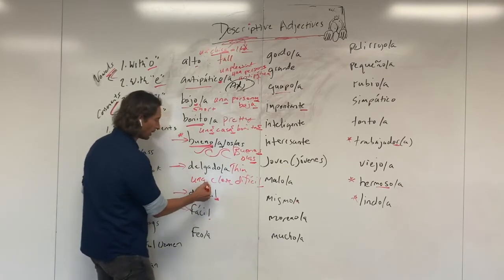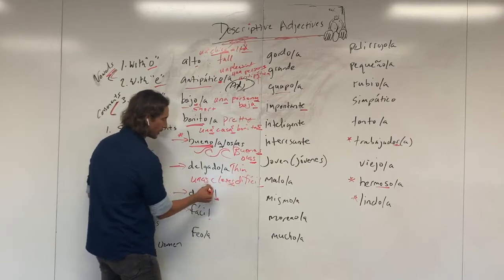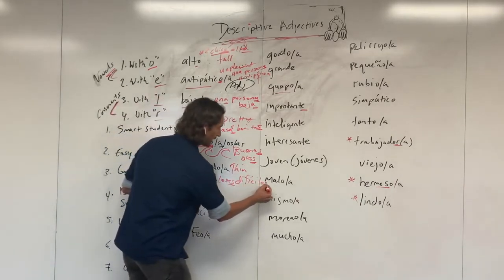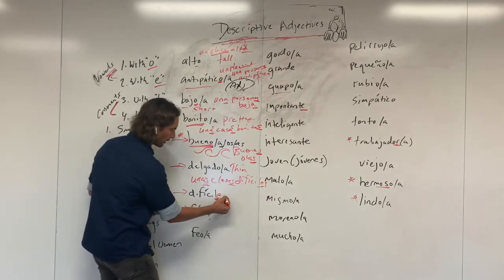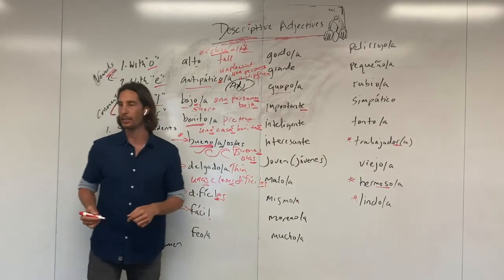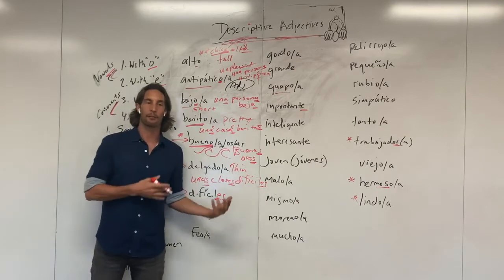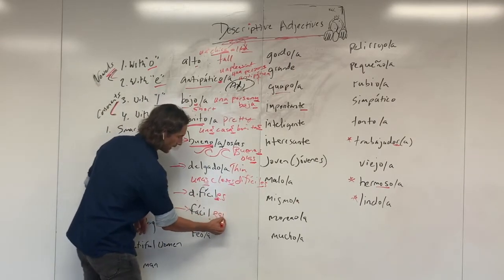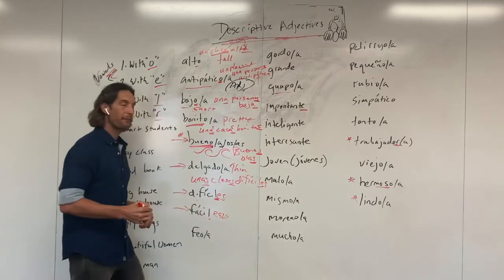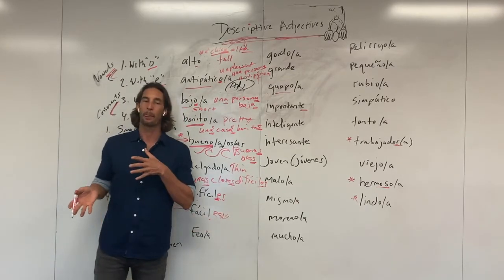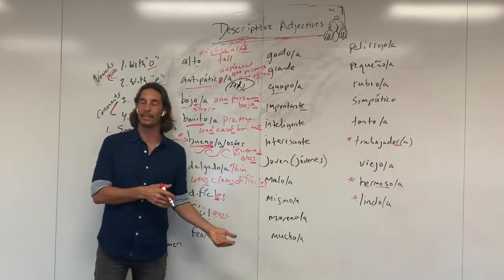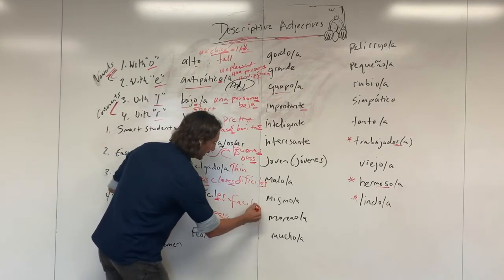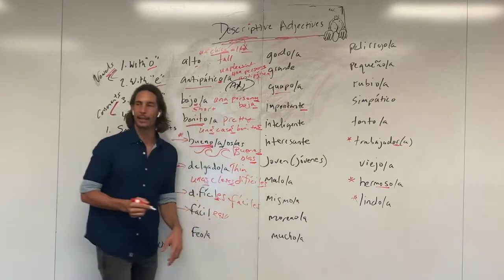If it were unas clases, so a few classes, now we have plural classes, you would make it difíciles. I'm going to write it right here so you can read it. The same would work for fácil, which is easy. So this is difficult, and this is easy. If we were to say a few easy classes, then we would say unas clases fáciles, and we can add the accent there.